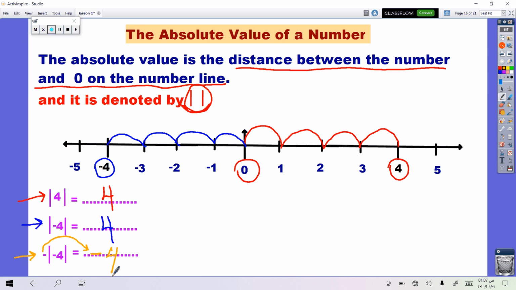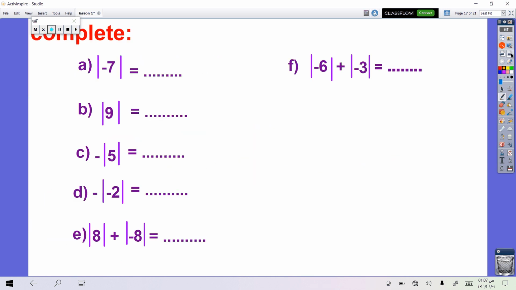So the absolute value is just a way to turn a negative number into a positive number. It means that we ignore the negative sign as it's related to distance. Complete: absolute negative 7. As we said before, absolute value always turns a negative number into a positive number. So in this case, absolute negative 7 will be equal to 7.